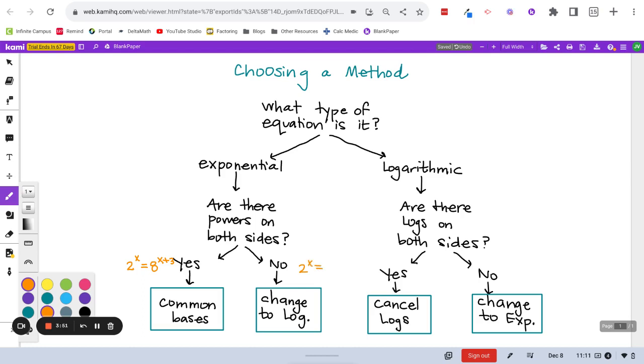2 to the x equals 7. Now there's only one exponent. Same thing with logs. If you've got log on both sides, then maybe you have log x equals log x plus 2 or something like that. And no would just be that log x equals 7. I'll just keep using 7. And so you have to decide how many logs do I have, and then how does that impact the equation.